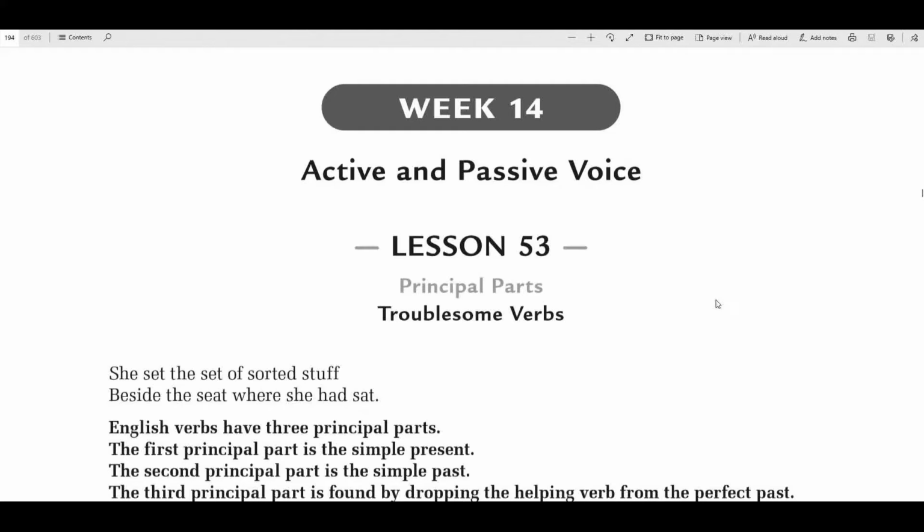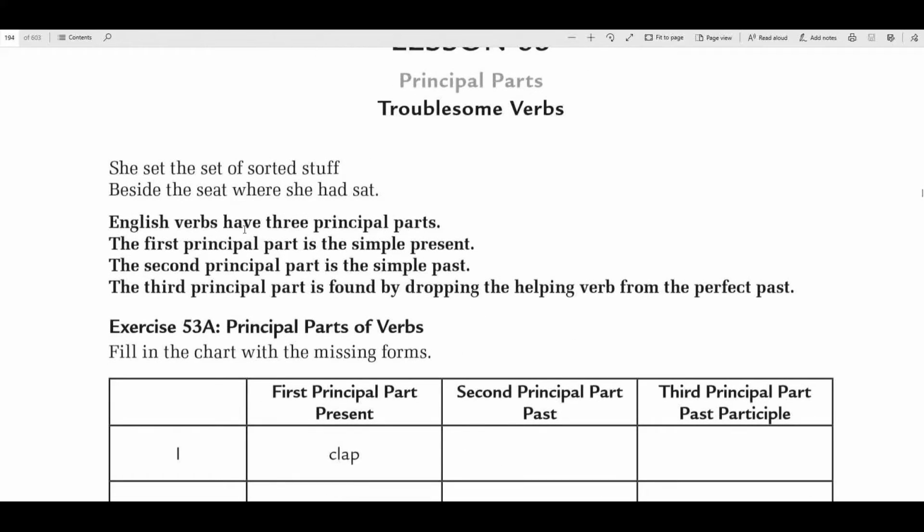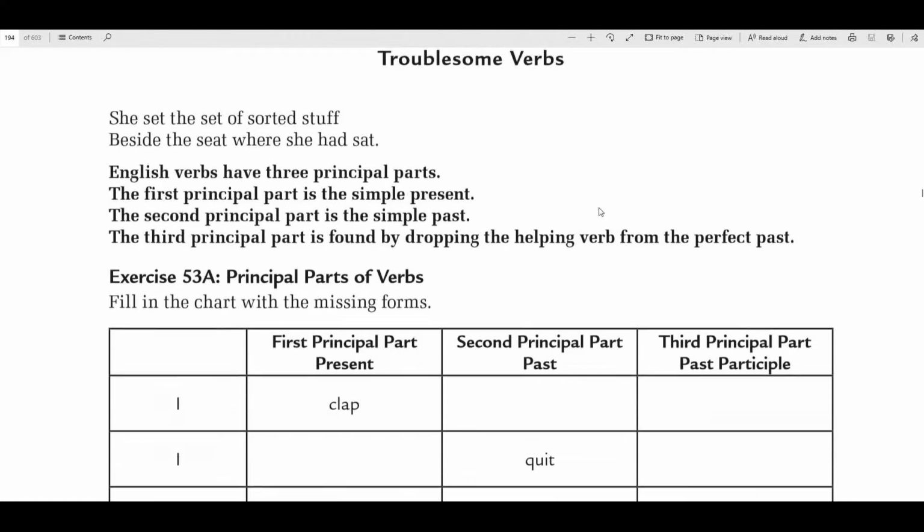So let's go ahead and start on the principal parts, which is something we've already gone over. Just going to review it and get a little more help on it. It's a pretty short lesson. All right. "She set the set of sorted stuff beside the seat where she had sat." I guess they're using set and sat to show you the difference between them.